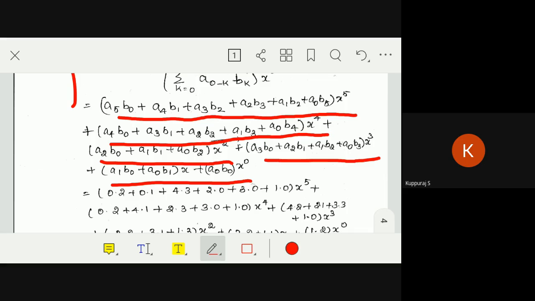After expanding x cubed, then expand x squared. You have to expand for x power 5, x power 4, x cubed, x squared, x power 1 and x power 0. Then substitute all the coefficient values of f of x and g of x. We get these terms.